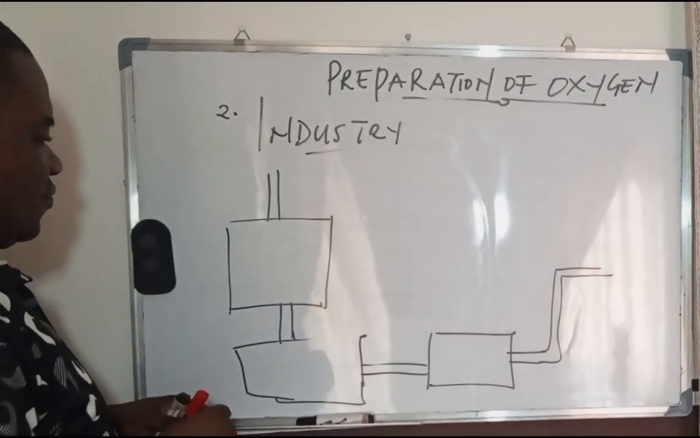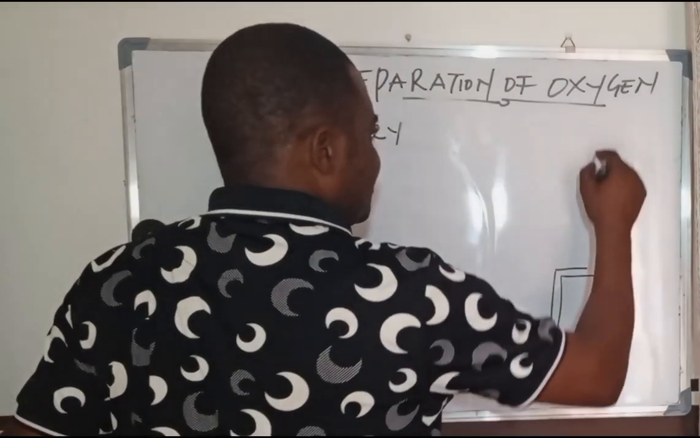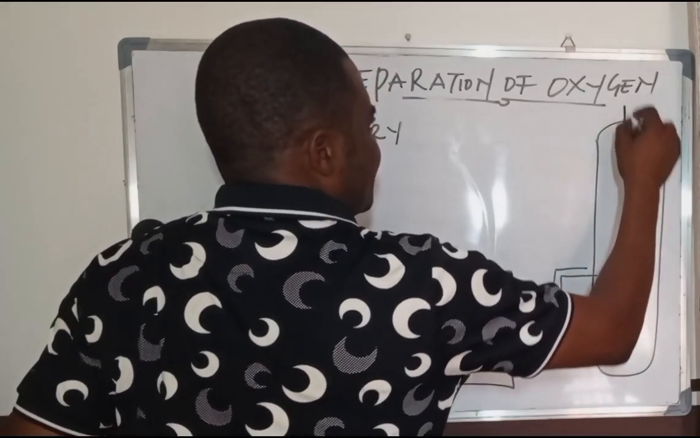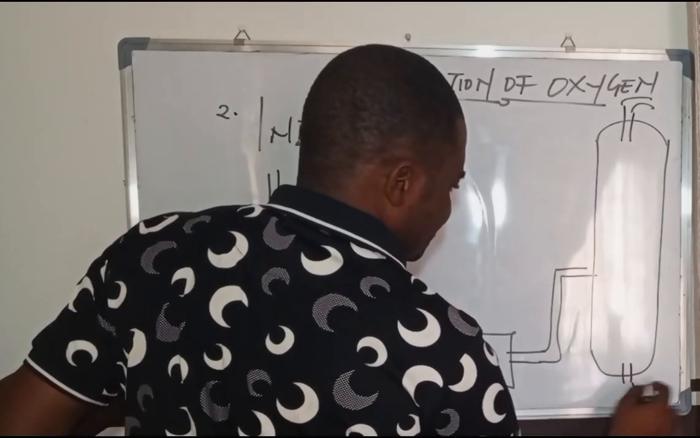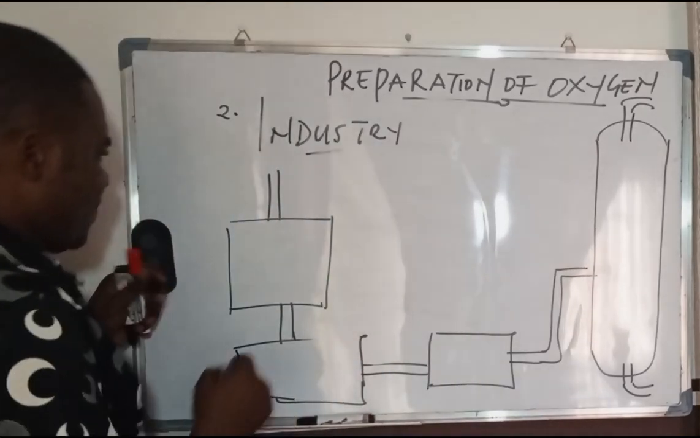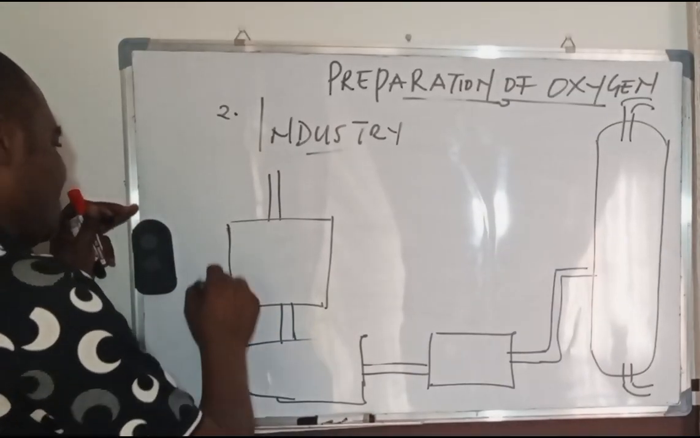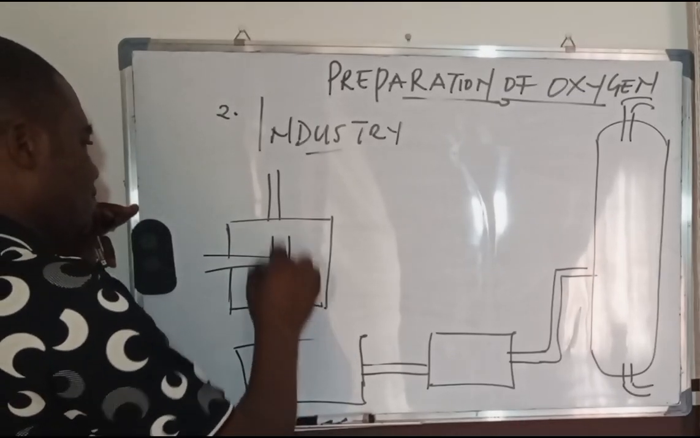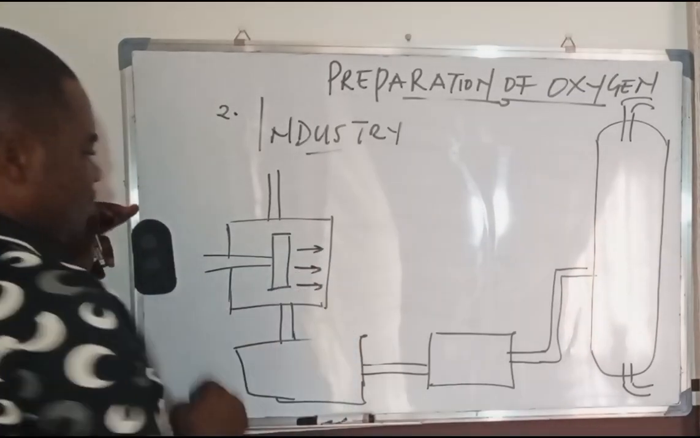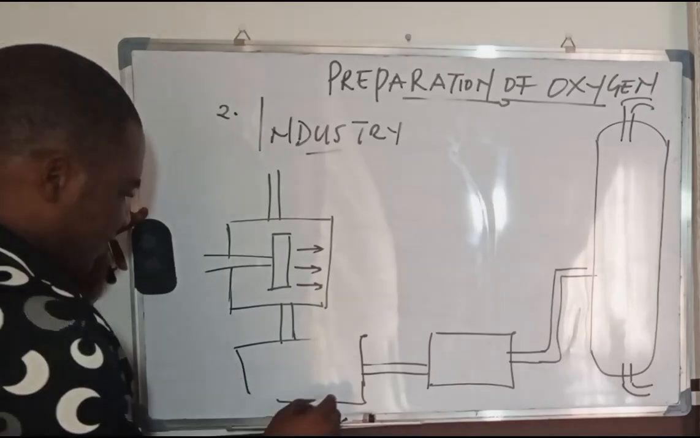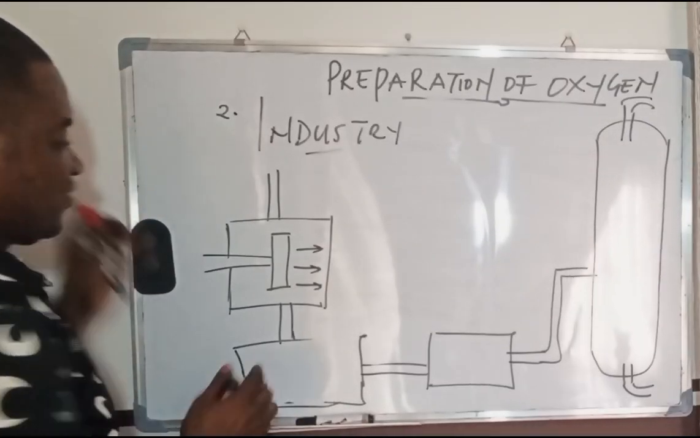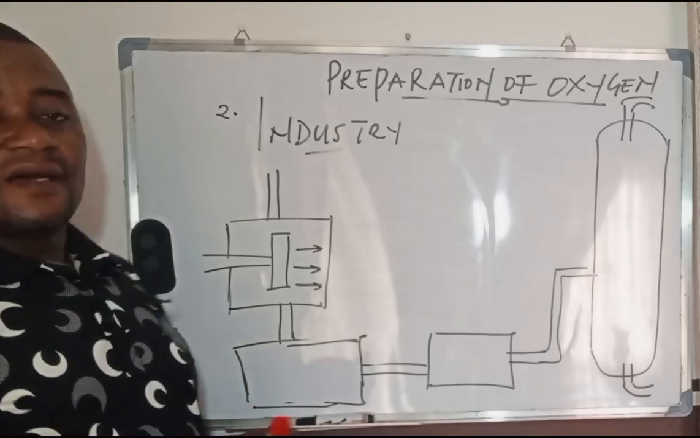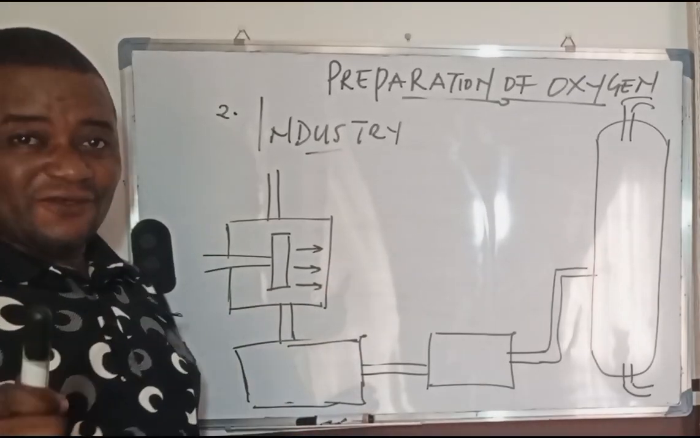Compress, cooling. Okay, so it brings us to this other chamber here. And this chamber has something here that we have. This is a typical fractional distillation column in the production of oxygen in the industry.